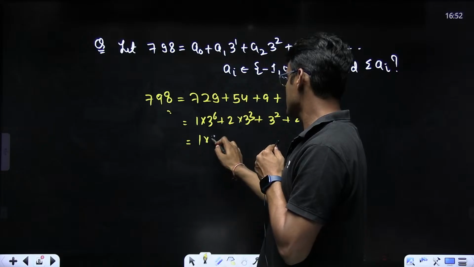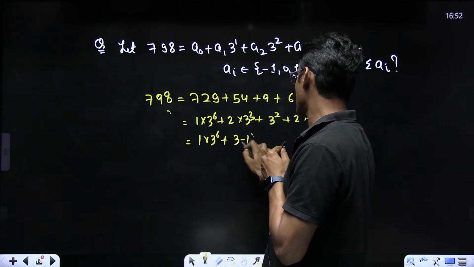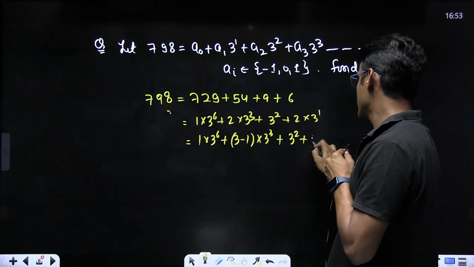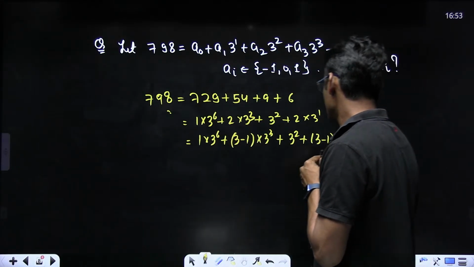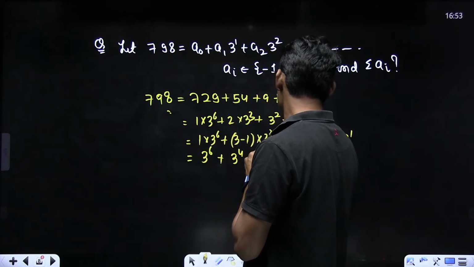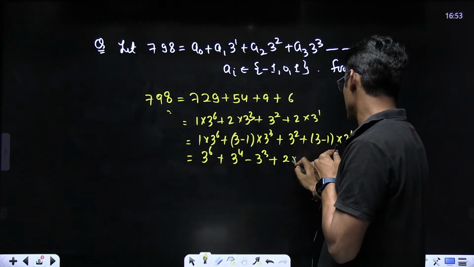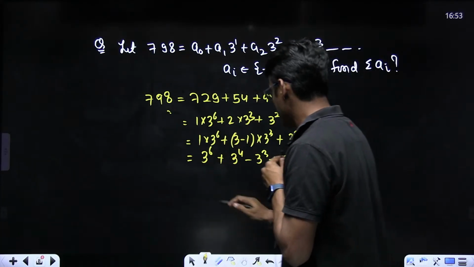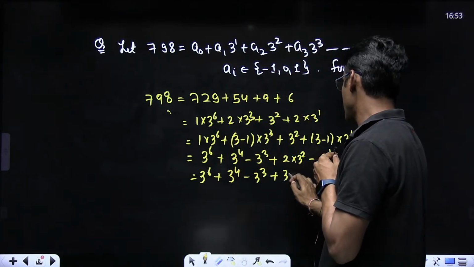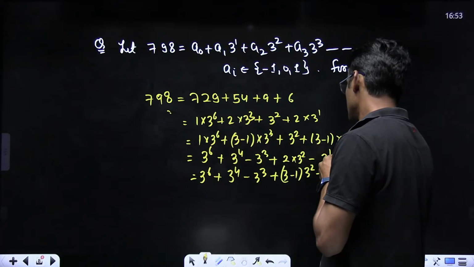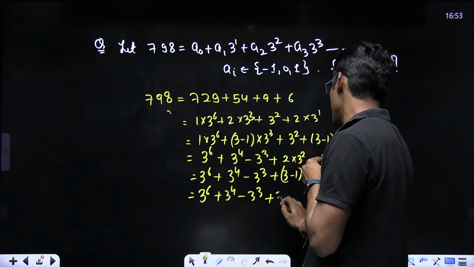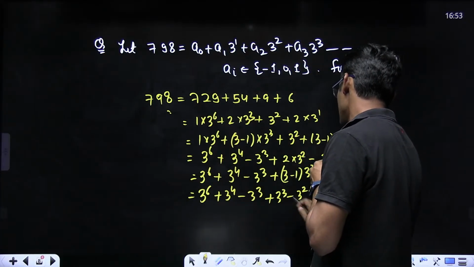I will replace 2 with 3 minus 1. Every 2 is to be replaced by 3 minus 1. What do I get? 3 to the power 6 plus 3 to the power 4 minus 3 to the power 3 plus 3 to the power 2 plus 3 to the power 2 minus 3 to the power 1. Again, I will write this 2 as 3 minus 1. So what do I get? 3 to the power 6 plus 3 to the power 4 minus 3 to the power 3 plus 3 to the power 3 minus 3 to the power 2 minus 3 to the power 1.